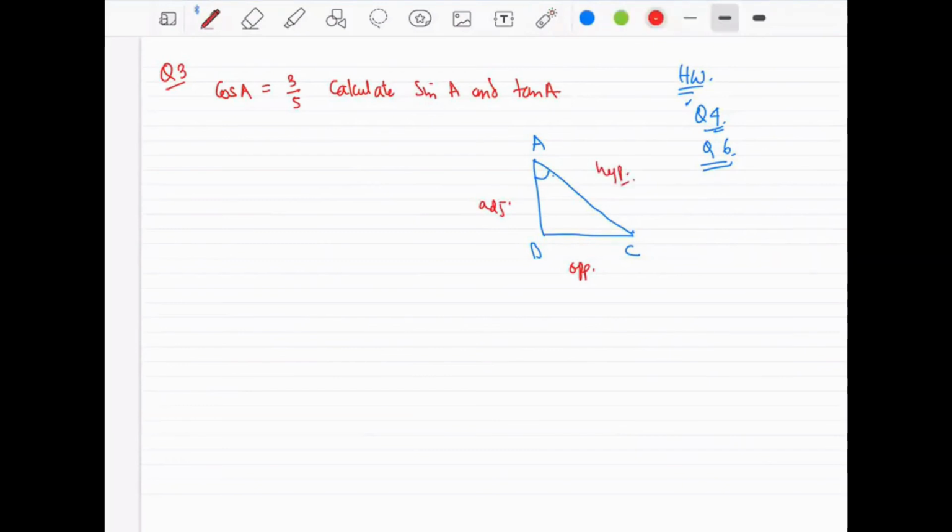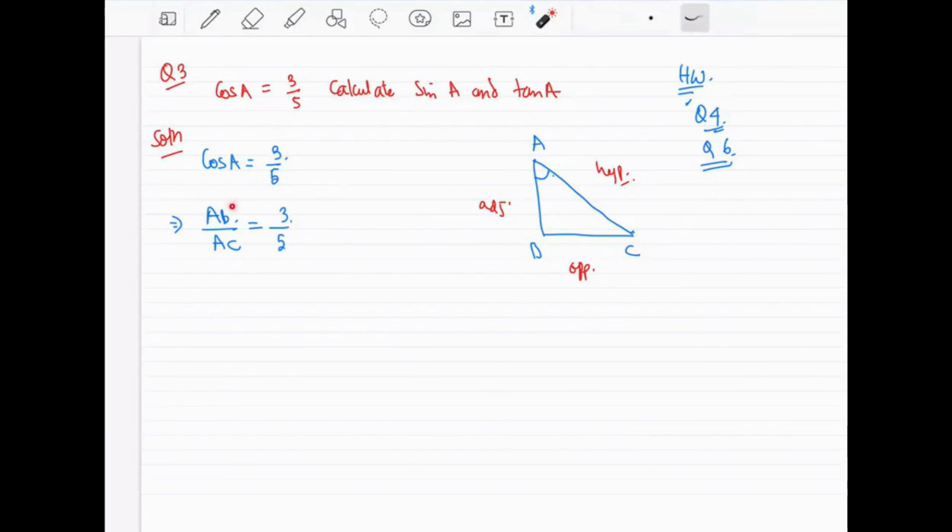Now, let's come to the solution. What we have is cos A is equal to 3 by 5. What's the formula for cos A? The formula for cos A is adjacent by hypotenuse, right? So let's replace it according to the triangle. Instead of writing cos A, I'm going to replace it as adjacent by hypotenuse. So we will replace it with AB by AC, according to the triangle that we are drawing.